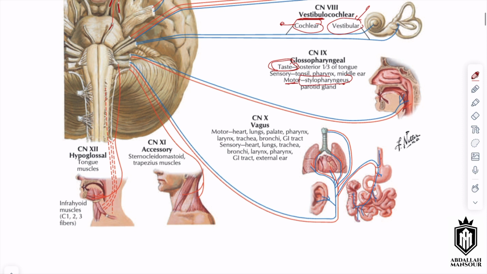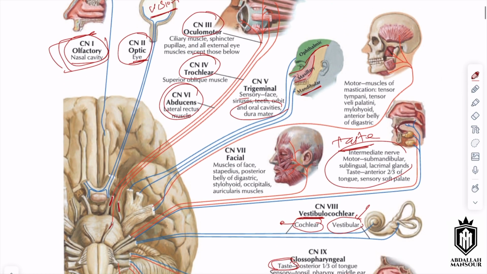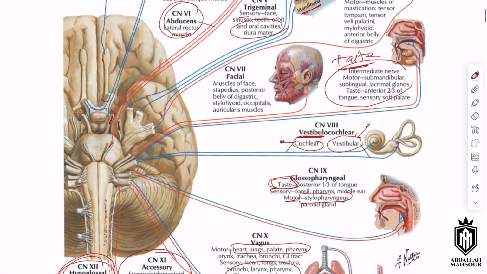And then the vagus nerve is important for lots of things, including your heart, lung, palate, pharynx, larynx, trachea, and bronchi, and also sensation for your heart and the GI tract. For 11 and 12, the 12 is very important for your tongue muscles, and 11 is important for your neck muscles, all right? So this is just a quick diagrammatic representation of the function of each cranial nerve, and you can also see where they originate from the brain. You can see 1 and 2 coming from the cerebrum, 3 and 4 from the midbrain, 5, 6, 7, and 8 from the pons, and 9, 10, 11, 12 from the medulla oblongata.